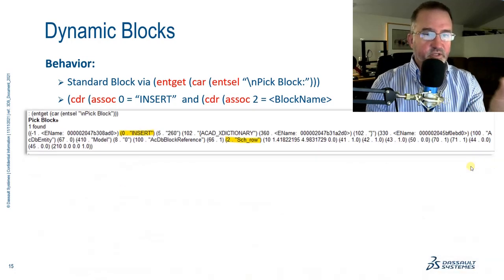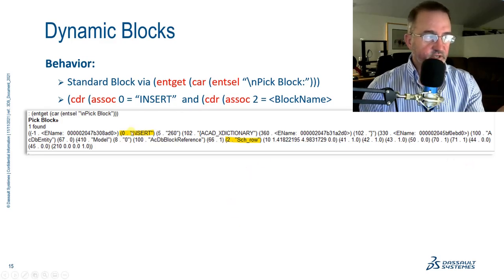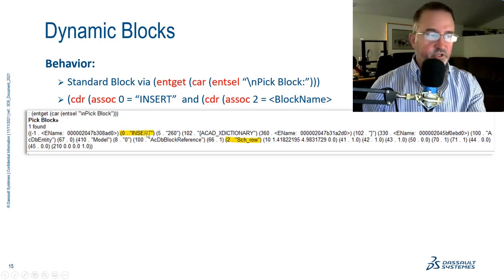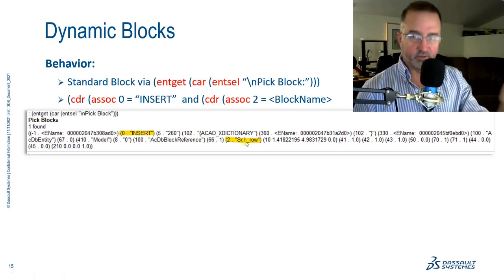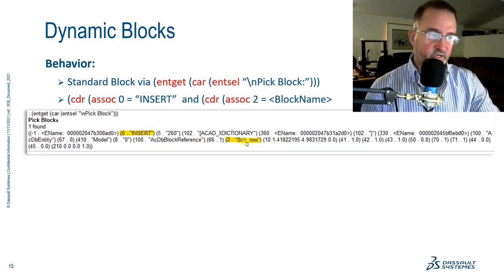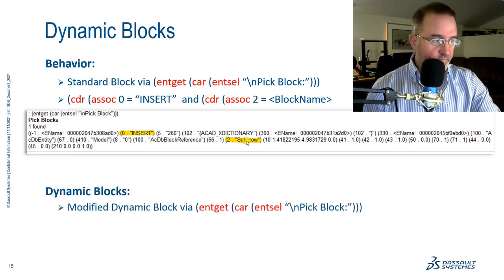If I look at the data that comes from an entget and I'm grabbing my object, you'll notice that there is an association list 0 that shows me it's an insert, and the 2 shows me the name of the block that I've just inserted into the drawing, or the parent block that represents that insertion. That's the way a standard block would work.